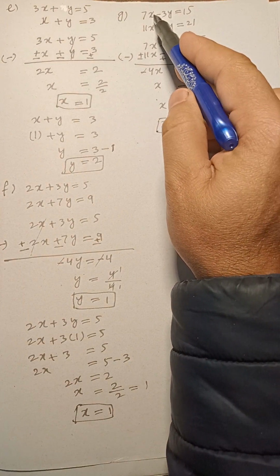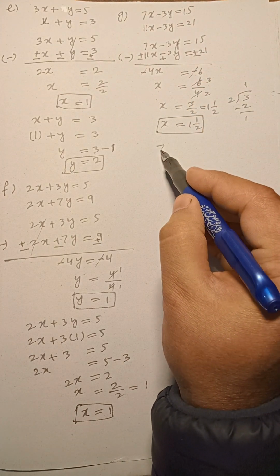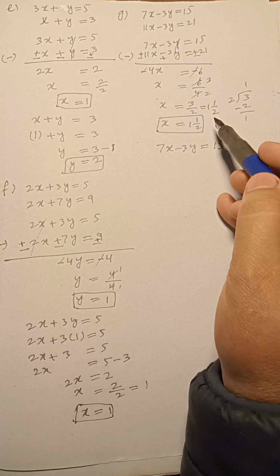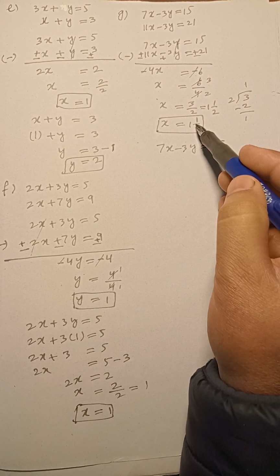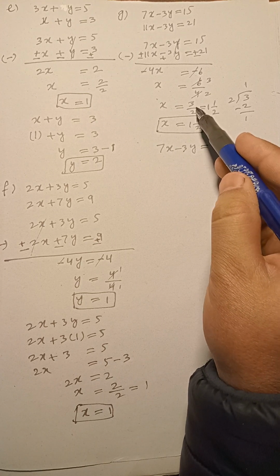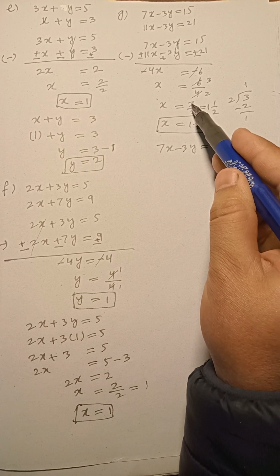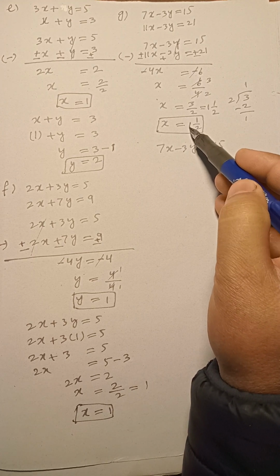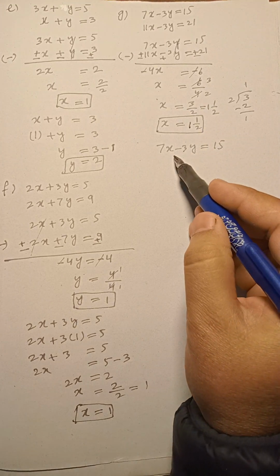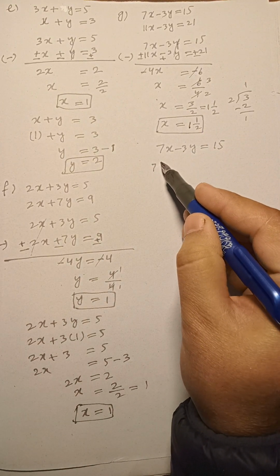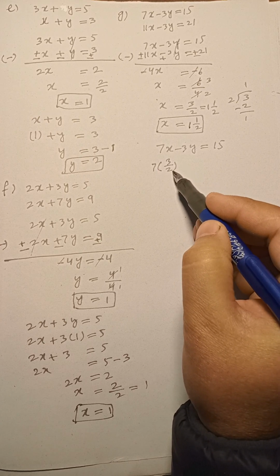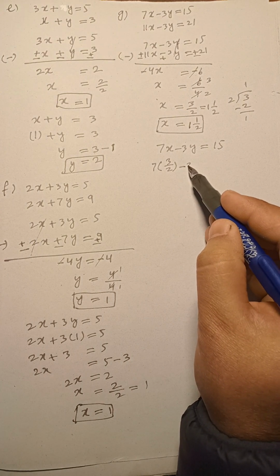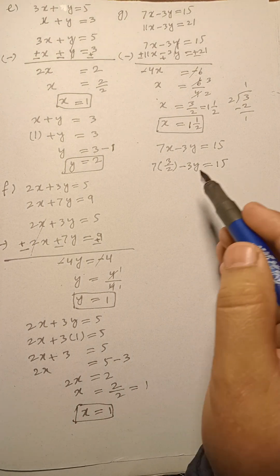Now write any equation. I am going to write the first equation, that is 7x minus 3y is equal to 15. Put the value of x here. The value of x is this, and this is the same as this, so you have to put this value. This is the simplified value and this is complex to some extent, so write this value instead of x: 7 into 3 over 2. 3 over 2 is the value of this x, and minus 3y is equal to 15.